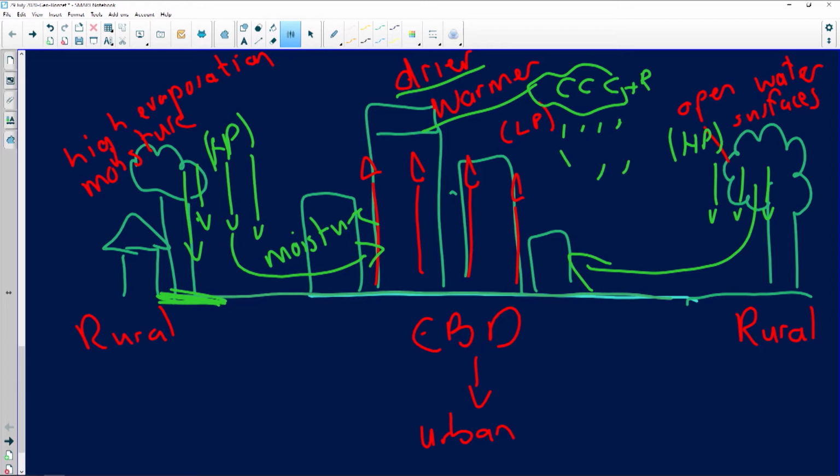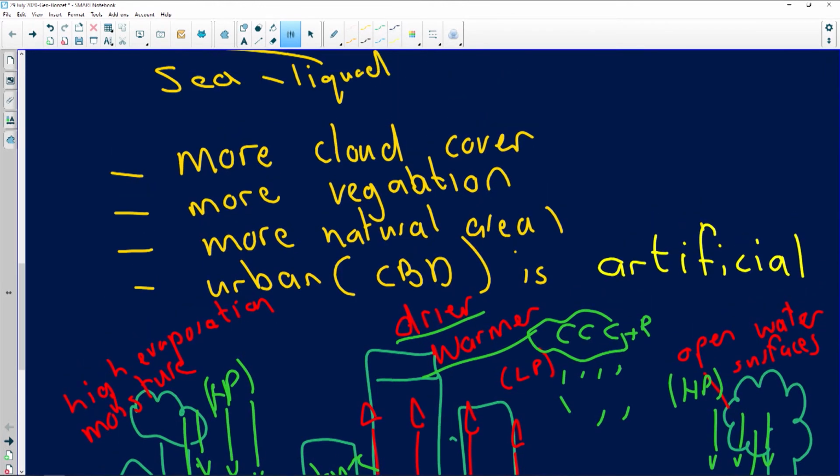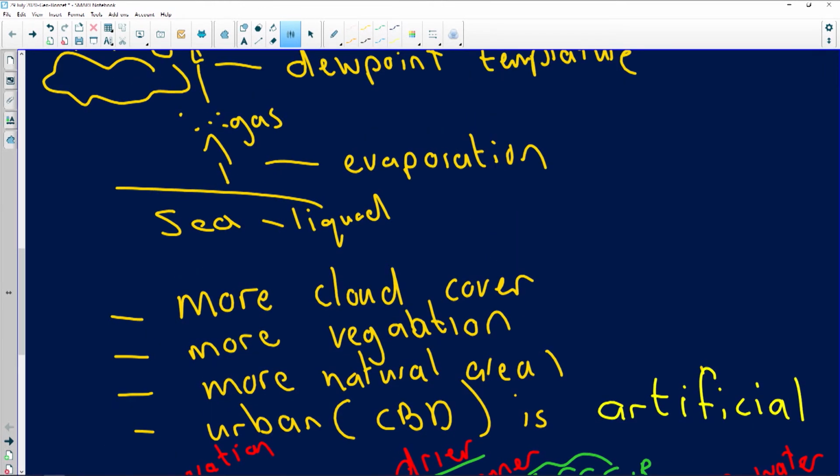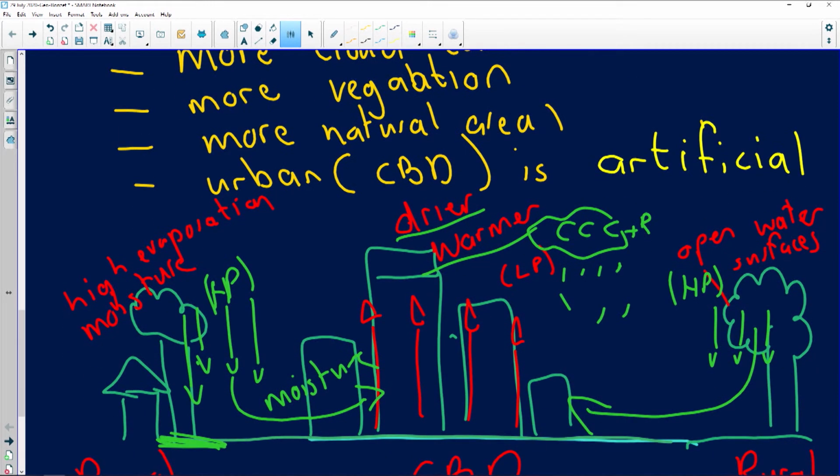Okay, so I hope that explains it to you. But just look at the question. The question states, why does B experience more frequent rainfall? And the reason is exactly because of that: there are more condensation nuclei in the urban area because all the moist air is getting sucked in from the surrounding rural areas, because it's got more moisture, because of vegetation cover and open water surfaces.